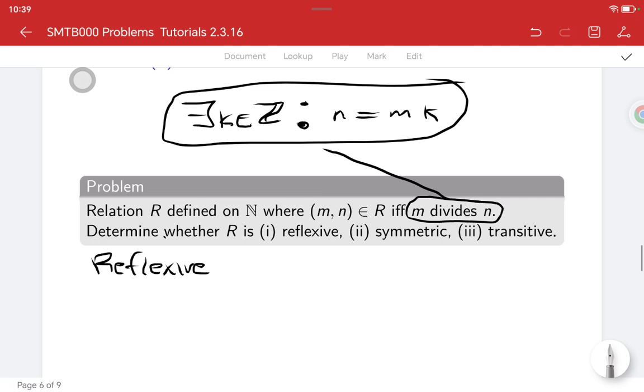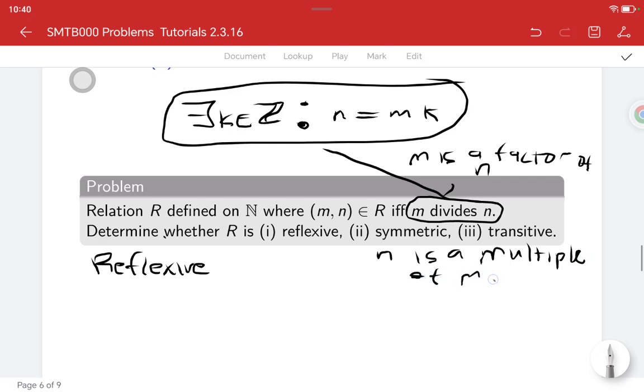And this is the same thing as saying that m is a factor of n. And also it's the same thing as saying that n is a multiple of m. So we can write it in these two ways.